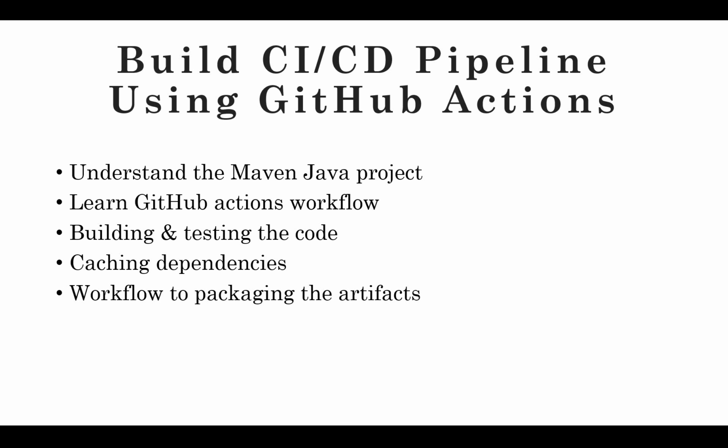So overall, we will do the complete understanding of the Java project which we are going to use. I will show you all those details, and also we'll learn about the GitHub Actions workflow, how we write it, and we will see how the building and testing of the code works, and also we'll be using caching of the dependencies for Maven. And also we'll see the workflow for the packaging, and the artifacts will be stored in a different location once the package has been done.